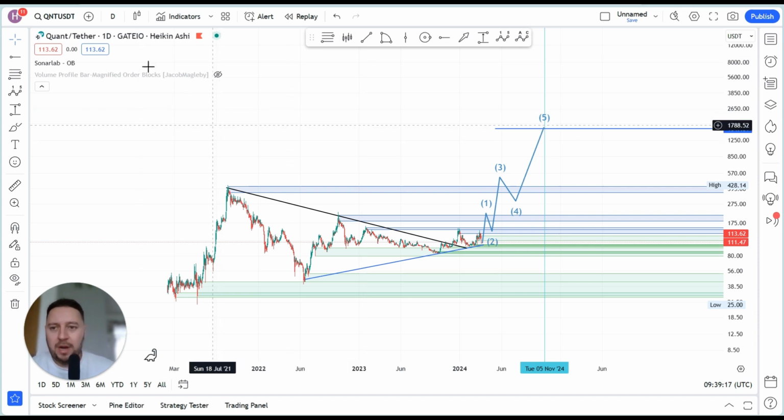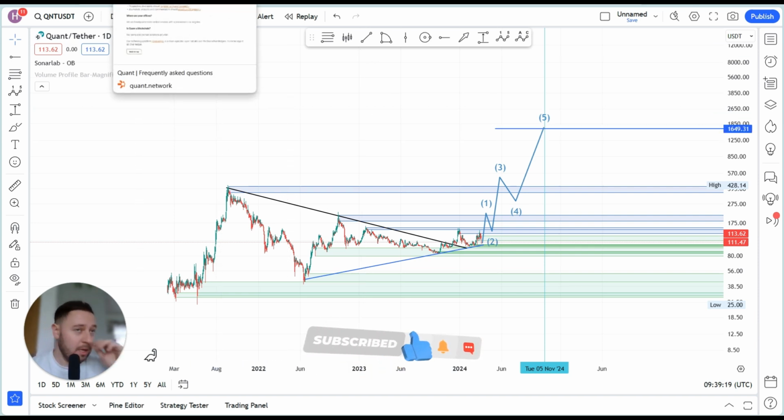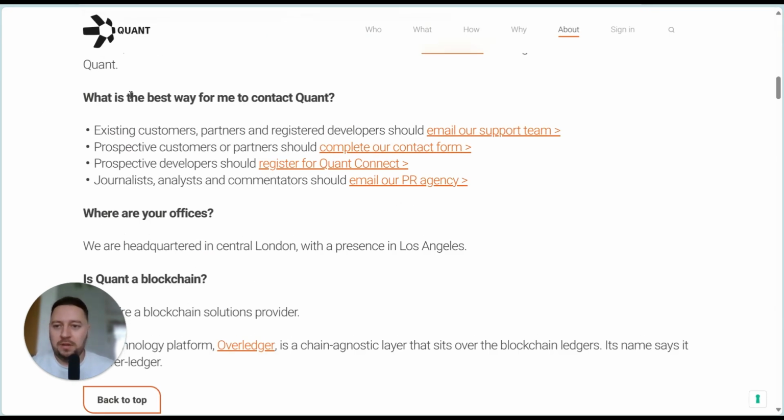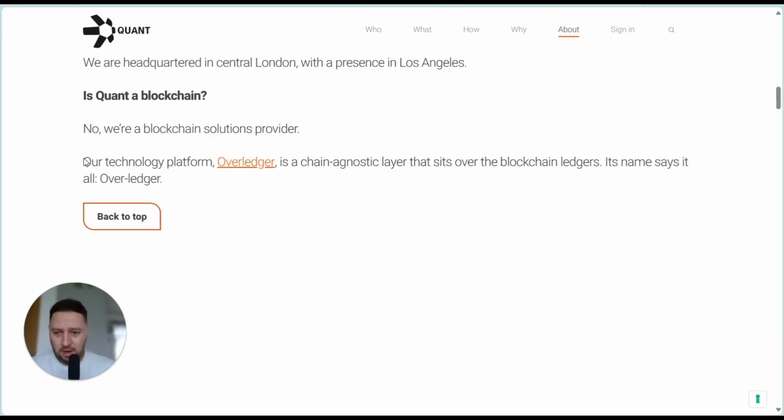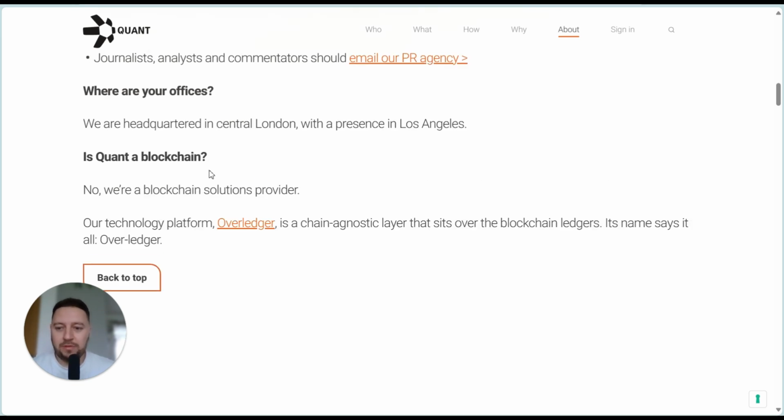Now, I'm just going to give a bit of background as well on Quant, because a lot of people don't realise that Quant actually isn't a blockchain, even though it's built on Ethereum. I think it's a layer 2, but it's not considered a blockchain because it's agnostic. Now, this is on the official Quant website here, and this is on the FAQs. So there you go. Is Quant a blockchain? No, we're a blockchain solutions provider.